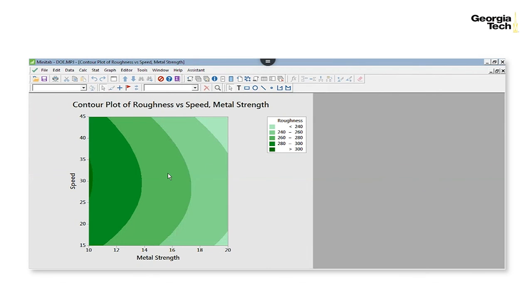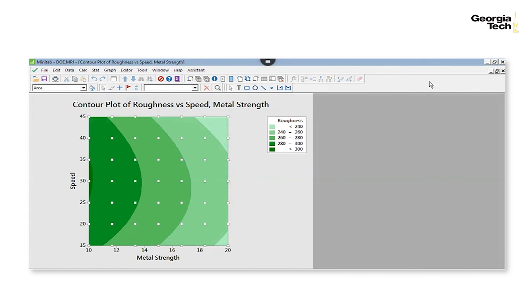So for example, let's focus on this area, which is the darkest area, or let's say the second area here. All the points in this darker green area have roughness between 280 and 300, which means if your metal strength is between 10 and 11, let's say, all these combinations for those points give you the same or similar roughness between 280 and 300.